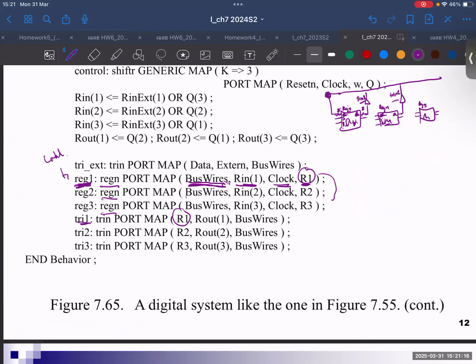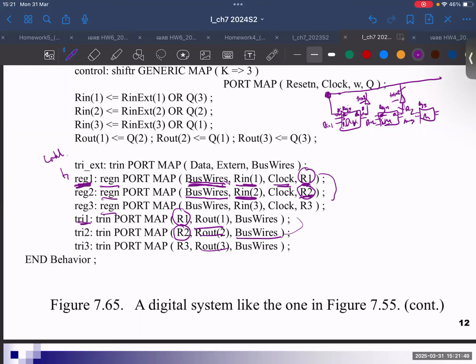Same here. The input is from bus Y and the control is I in 1, and this I in 2 and I in 3 following. And the clock, the output here is named R2, so you need to label this R2 and go back to the bus. The R2 output is plugged into tri-state R2, and the control is this one, and the output goes back to the Y.